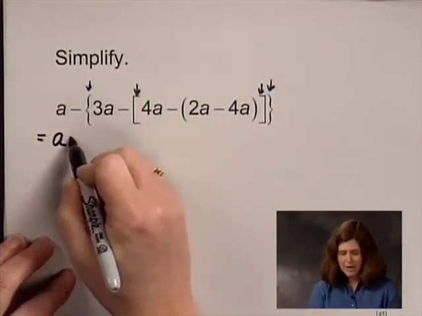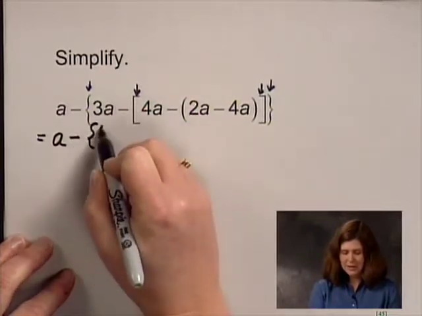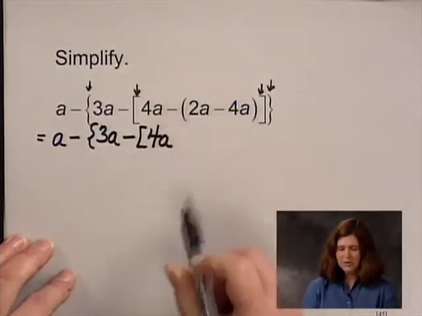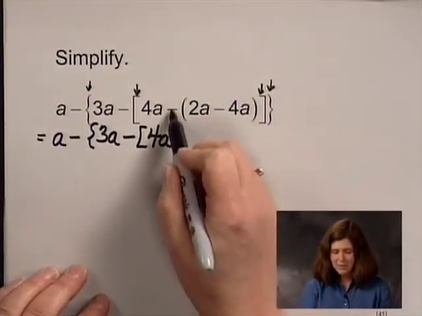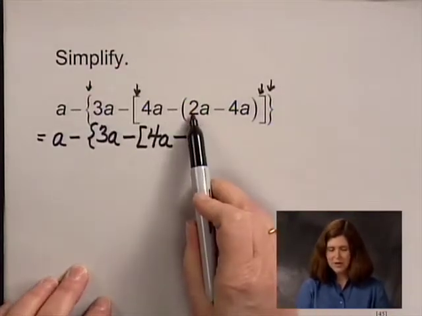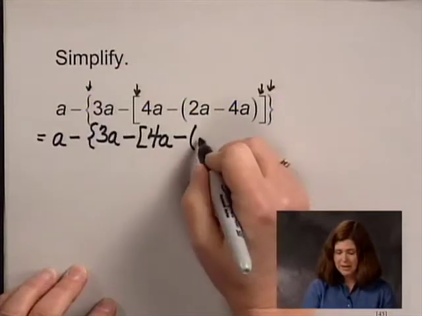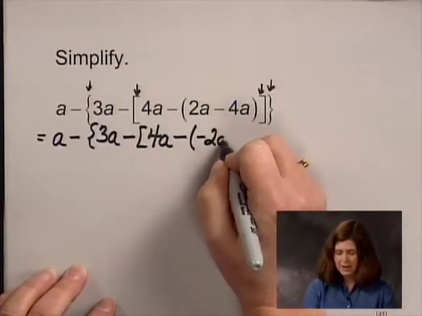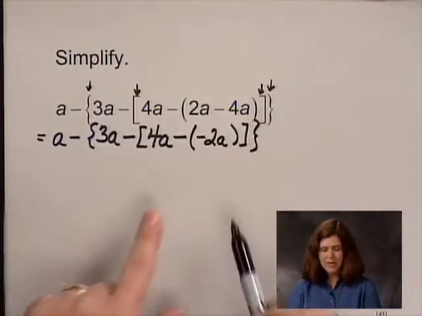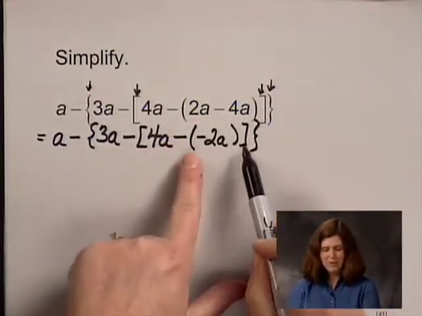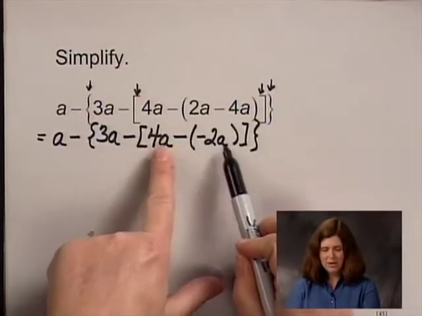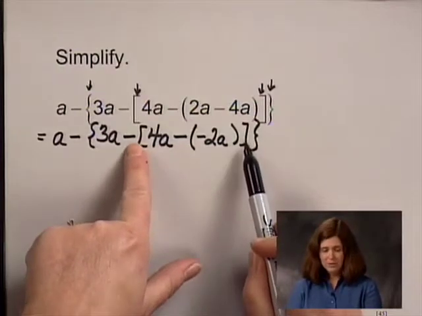So I copy a minus up until the parentheses, and then the minus sign, and I'll go ahead and write my parenthesis here, but I'll simplify. 2a minus 4a is negative 2a. And copying the rest of this, I now have parentheses around negative 2a, but that's a simplified form, so I can now work with the next set of grouping symbols, which are the brackets.